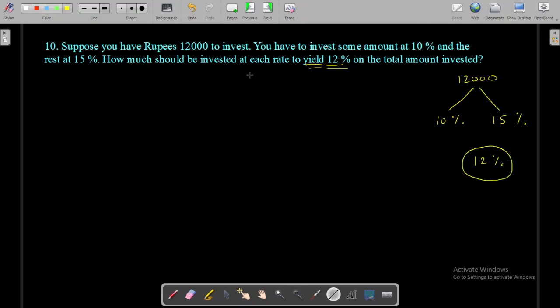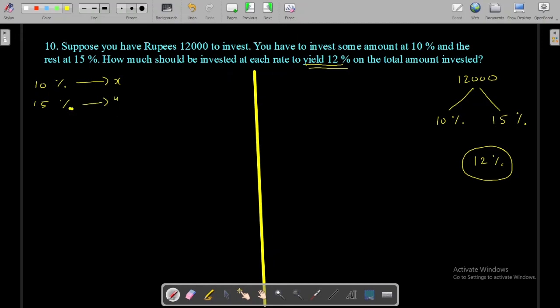First of all, let us take the amount to be invested at 10% be X and the amount to be invested at 15% as Y. So according to the problem, we'll have X plus Y is equal to 12,000. So this is our equation 1.